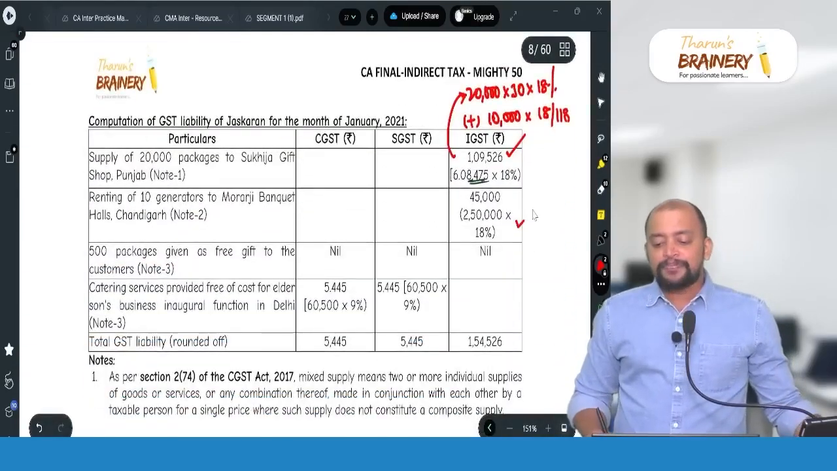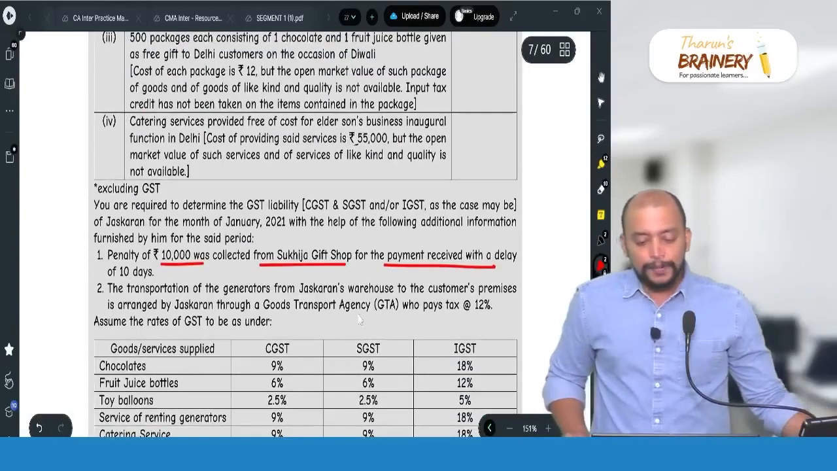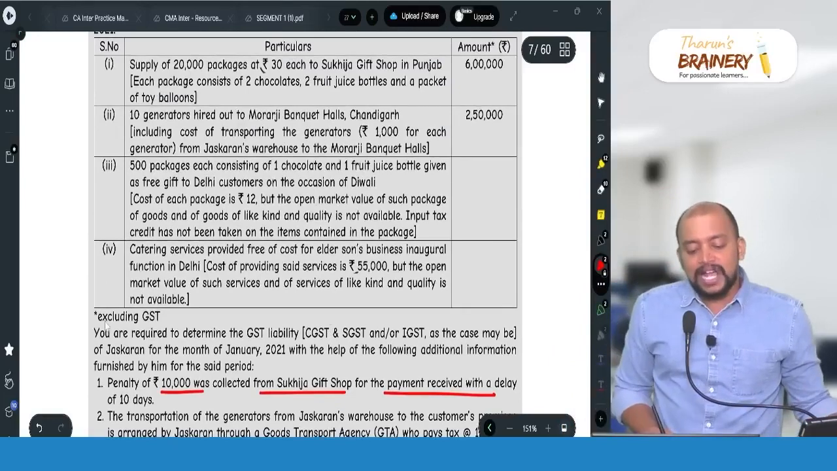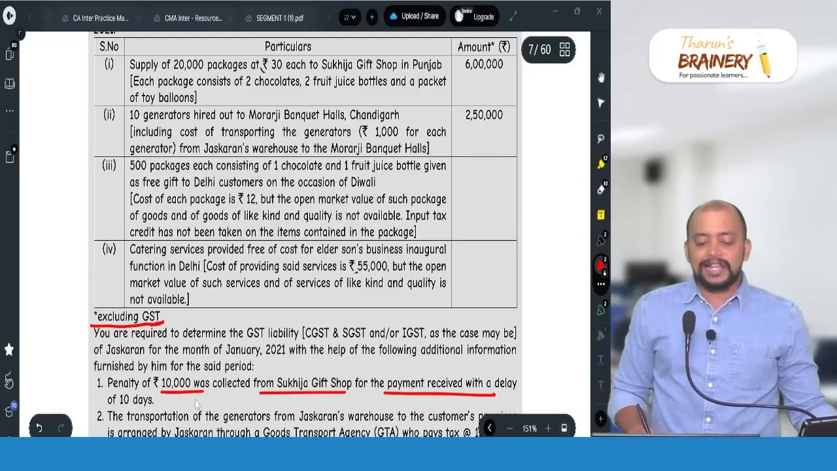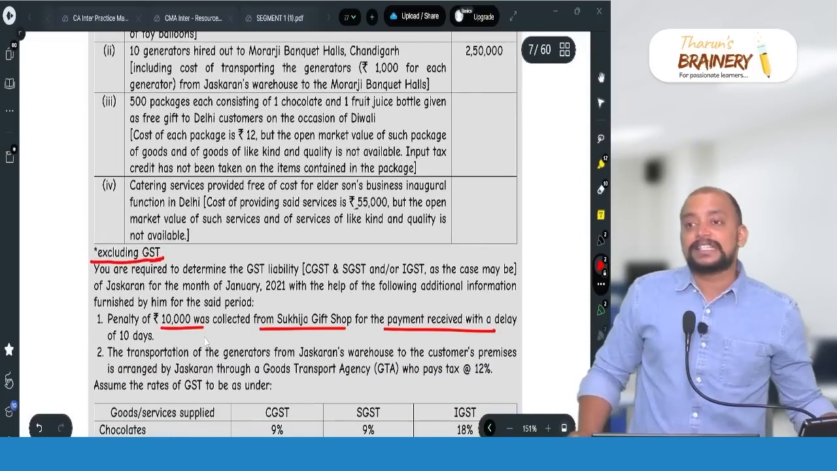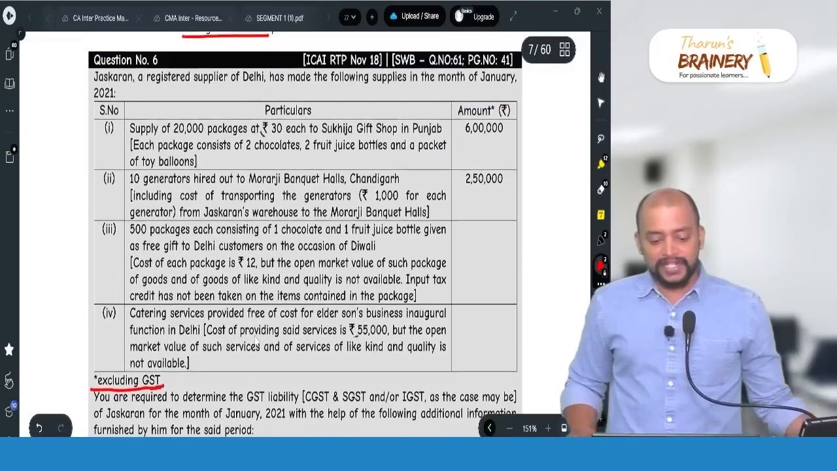Okay. Now, why can't we take everything as inclusive of GST? Because clearly it is mentioned as amount excluding GST. Then why can't we take this 10,000 also as excluding GST? Because this 10,000 is given separately. So, that's why, in the absence of information, we take it as inclusive of GST.